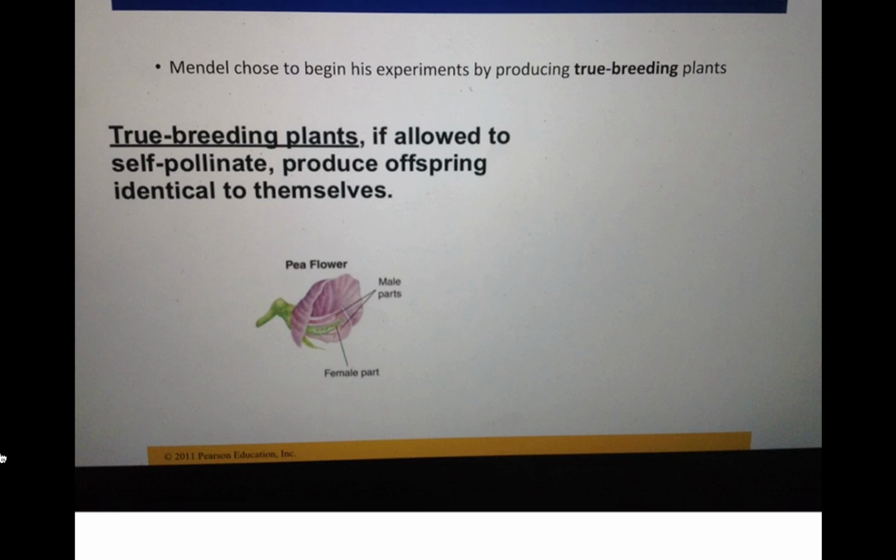In Mendel's experiments, he wanted to start with parents that we would call true breeding. So he wanted to start with parent plants that, if they're true breeding, self-pollinate, taking their male pollen and introducing it to their female eggs. It will produce offspring that are completely identical to themselves. That way, he knows what the offspring should look like before he actually crosses anything.